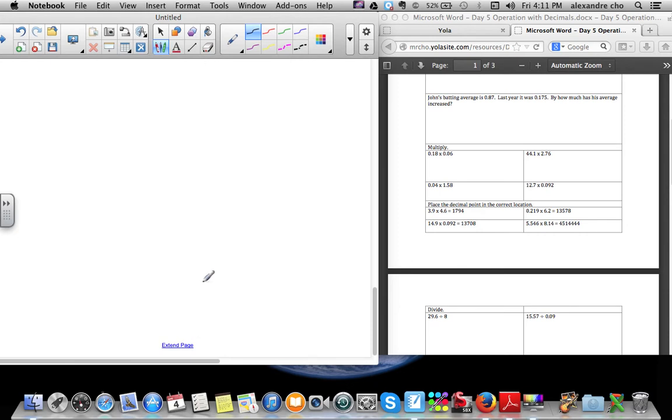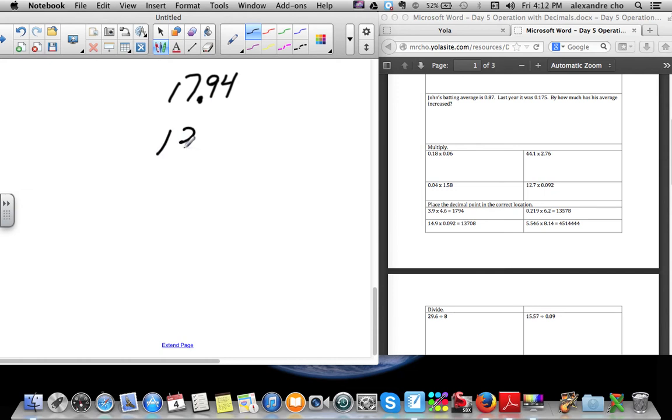The next 4 problems, I gave you the answer. It's just a matter of you placing the decimal. Okay, so 3.9 times 4.6. The answer is 1794. You've got to put a decimal somewhere, and hopefully you put it right here. Okay, because of 2 factors, 3.9 has 1 decimal place, 4.6 has 1, so it has to have a total of 2 in our product.